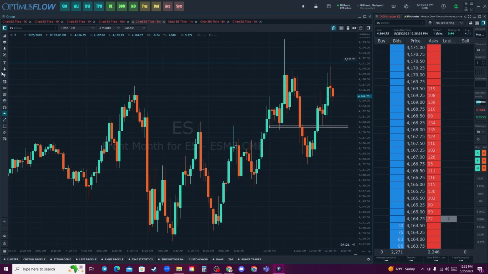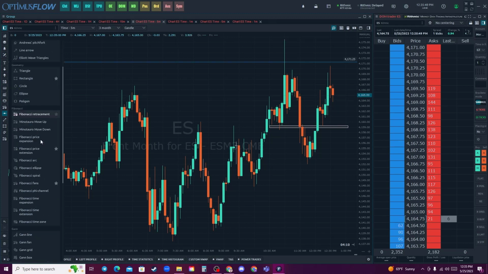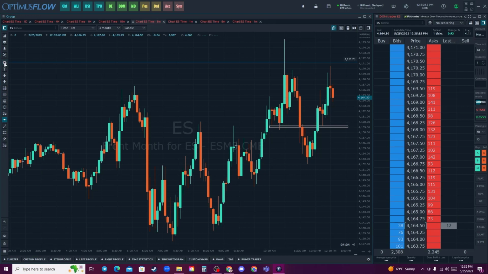If you don't have these on your toolbar, come over here to this little drawing indicator, click on it, and then you can favorite any tool that you like to use. So if we want to add Fibonacci Eclipse, favorite it, and then it'll show up here in your default view.